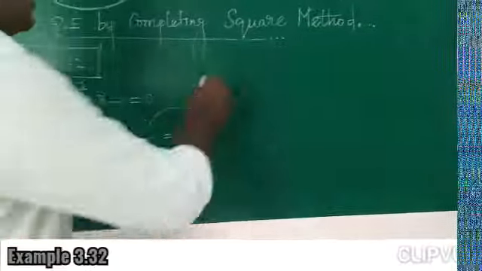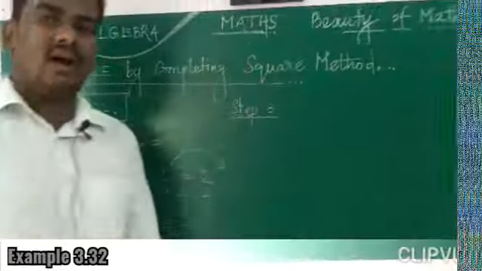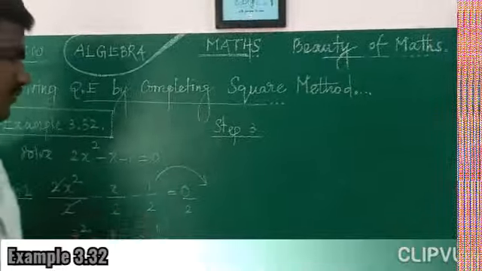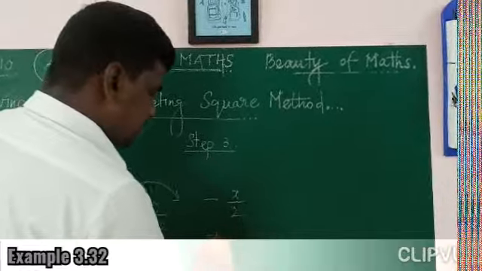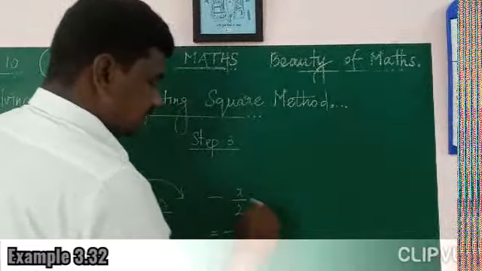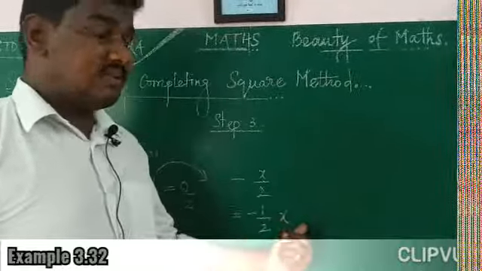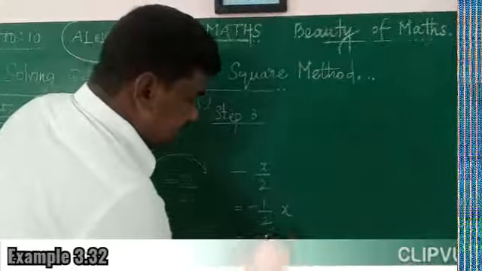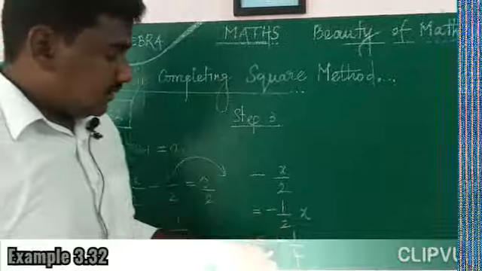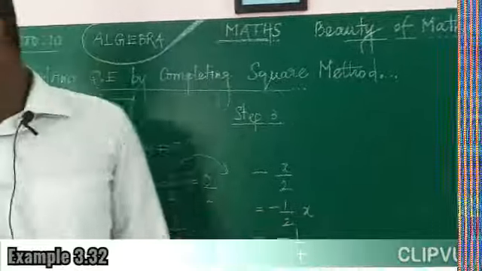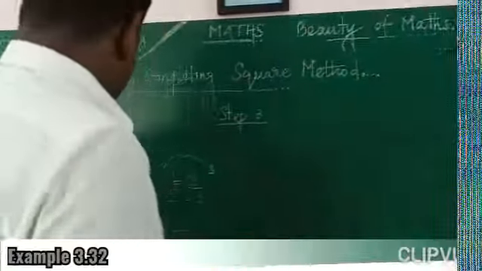Okay. Step 3, finding half of coefficient of x. Half of coefficient of x, what is that? Minus x by 2, which is equal to minus 1 by 2 into x. So what is coefficient of x? Minus 1 by 2. So half of coefficient of x means minus 1 by 4. Okay, so half of coefficient of x is minus 1 by 4.